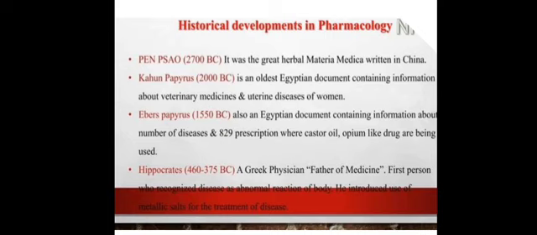Historical developments in pharmacology. Pen Tsao was a great herbal materia medica written in China. Then Kahun Papyrus is the oldest Egyptian document containing information about veterinary medicines and uterine disease of women. Ebers Papyrus, also an Egyptian document, contains information about a number of diseases and 829 prescriptions where castor oil and opium-like drugs are used. Hippocrates, a Greek physician, father of medicine, known as the first person who recognized disease as an abnormal reaction of the body, introduced the use of metallic salts for the treatment of disease.